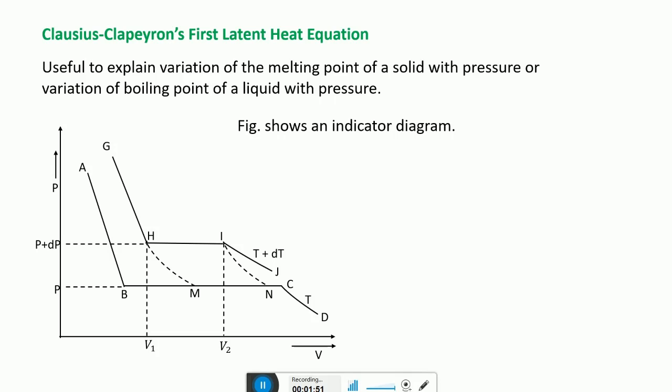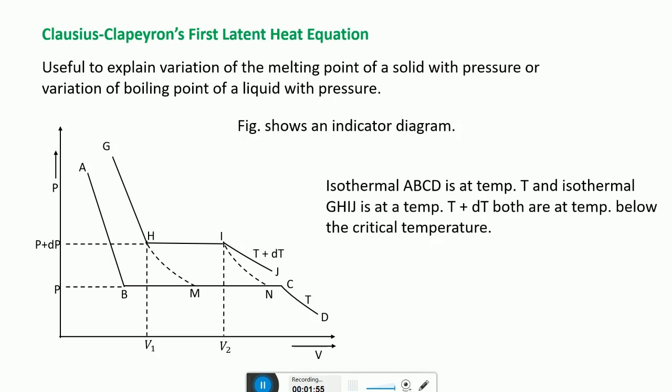This figure shows an indicator diagram, that is, the isothermals. The isothermal ABCD is at a temperature T, and the isothermal GHIJ is at a temperature T plus dT. Both the isothermals are at a temperature below the critical temperature.